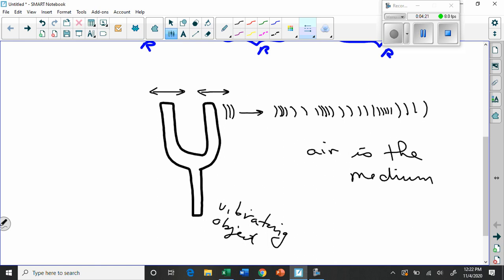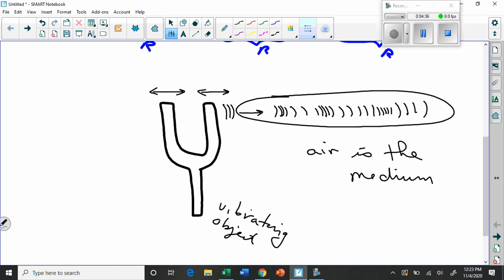If you were in outer space and you hit the tuning fork, it would wiggle back and forth, but with no air around it, it wouldn't push anything. There'd be nothing to compress. So this entire wave phenomenon of compressed air wouldn't exist, and there would be no noise. Sound doesn't happen in space because there's nothing to provide a medium for the wave to travel through, right? So that's essentially how we make sound waves.